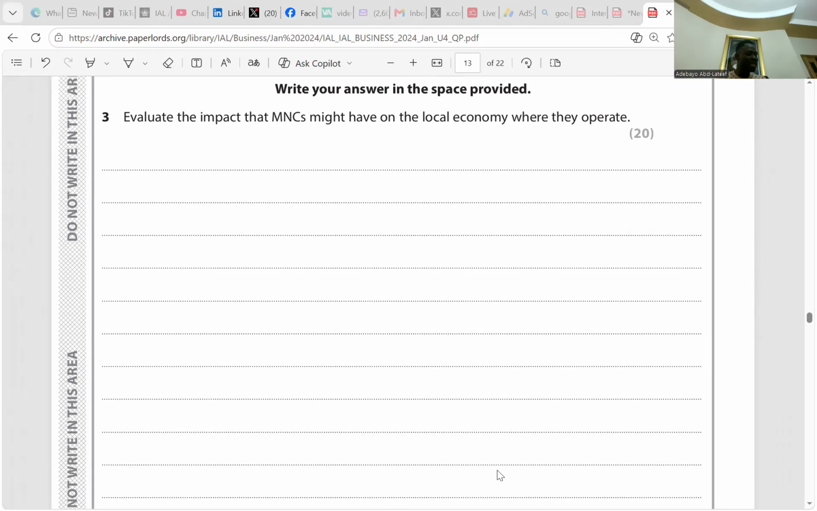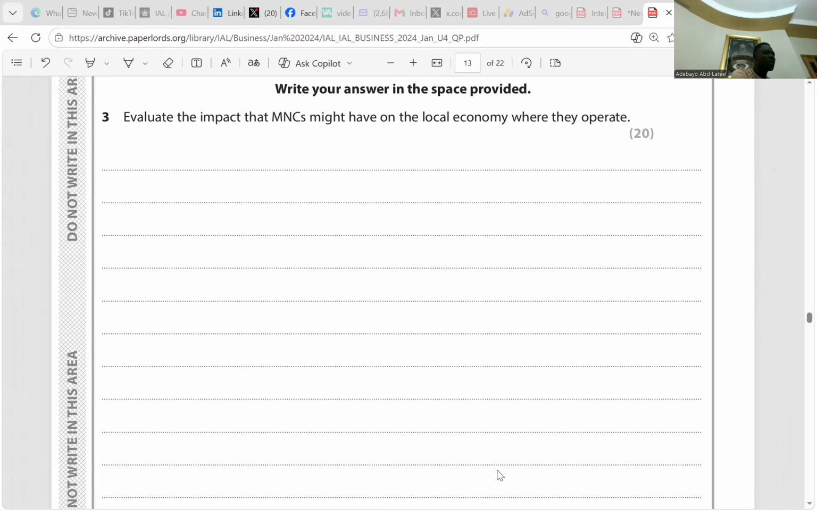MNCs may pay local taxes, which may be used to benefit the local areas. MNCs, they pay local taxes, and because they pay local taxes, that is beneficial to the local area. MNCs will contribute to the total output of a country, which in turn increases GDP. Look at how I constructed it here. MNCs will contribute to the total output of a country, and that increases the GDP of such country.